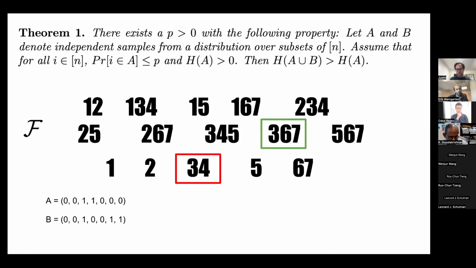Yeah, so we're sampling A and B IID uniformly at random. And we're computing A union B, which in terms of binary strings, is just the bitwise OR. Okay, and then we're trying to show that the entropy of A union B is going to grow relative to the entropy of A under these assumptions.